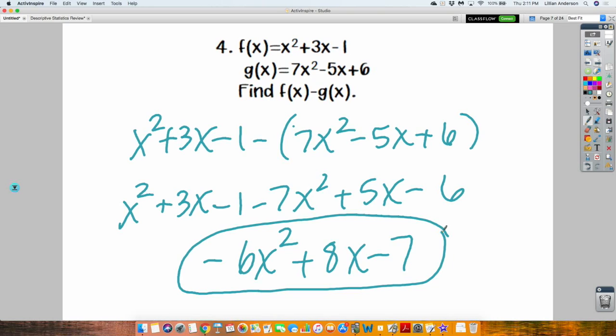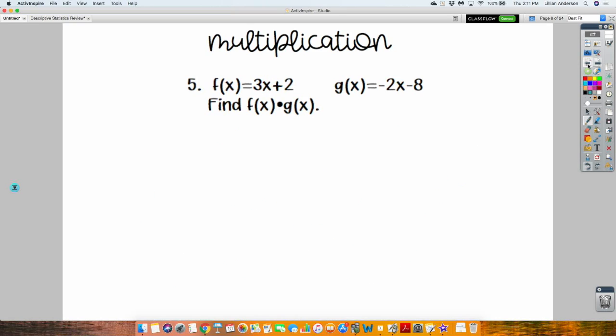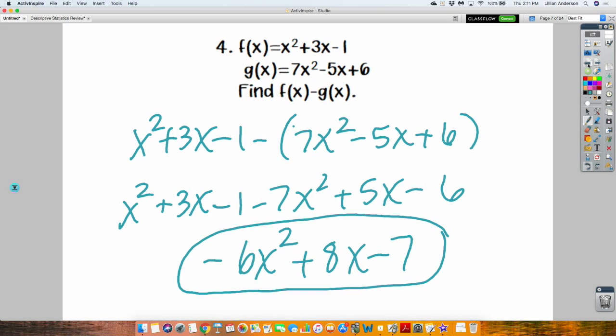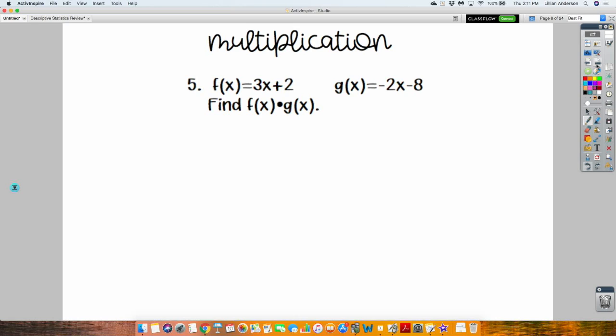What's the domain of that? Say again? All real numbers. How do you know it's all real numbers? No radical, and there's no denominator involved at all. Good stuff. All right. And actually, what kind of function is that? Quadratic. Because that's a square. Remember the U. Okay. Just a little bit of review in there.